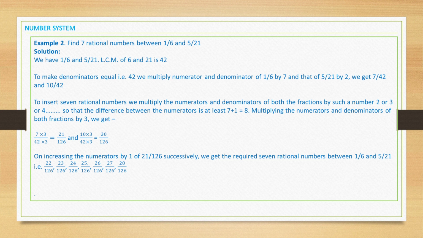To insert 7 rational numbers, we multiply the numerator and denominator of both fractions by such a number, 2 or 3 or 4, so that the difference between the numerators is at least 7 plus 1, which is equal to 8. Multiplying the numerators and denominators of both fractions by 3, we get 21 by 126 and 30 by 126. Increasing the numerator of 21 by 126 by 1 successively, we get the required 7 rational numbers between 1 by 6 and 5 by 21.